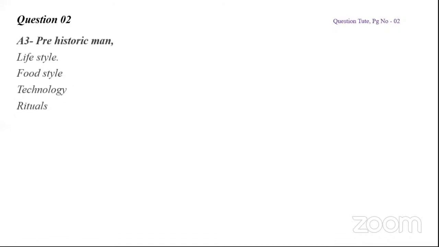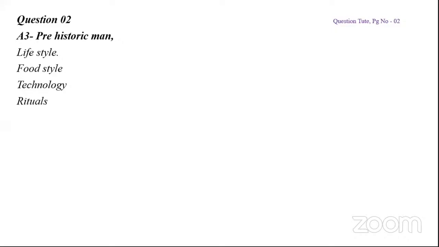Now see, this question is a possible question. From the prehistoric man, Stone Age man, they can give a question. So what is the question? Explain lifestyle, food style, technology, and rituals of Stone Age man. So that is a possible question.